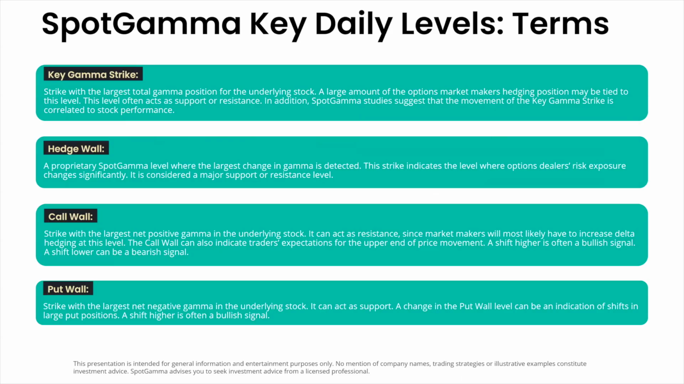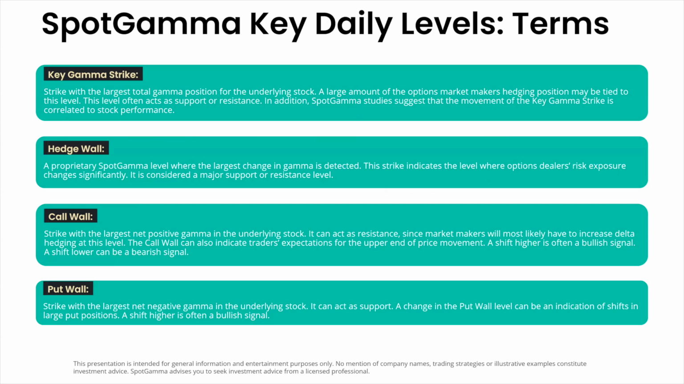The key daily levels are available in Equity Hub and are updated every day. They are proprietary to SpotGamma. The key gamma strike is the strike with largest total gamma. The hedge wall is the level where the largest change in gamma is detected. It is considered a major support or resistance level.